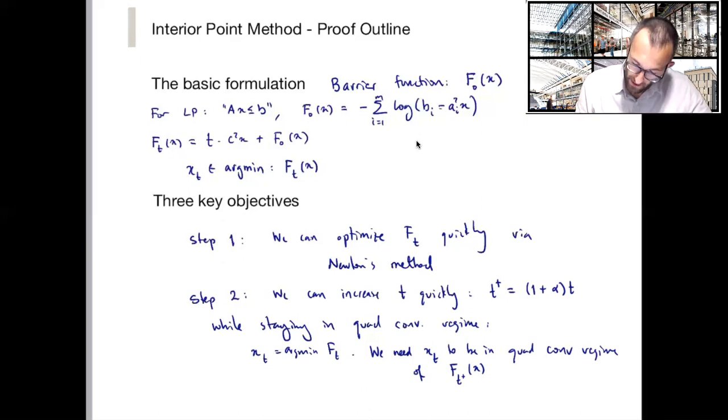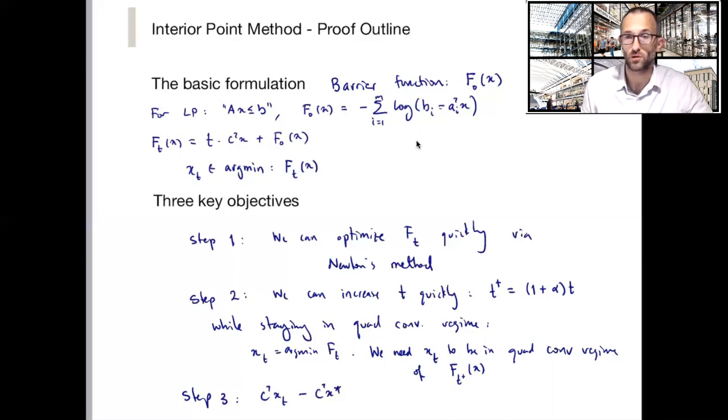t. And then finally, step 3 requires us to show that c transpose x_t minus c transpose x star, x star being the optimal solution of the original LP, the full LP formulation, is small. This quantity goes to 0 quickly. So these are our 3 steps.